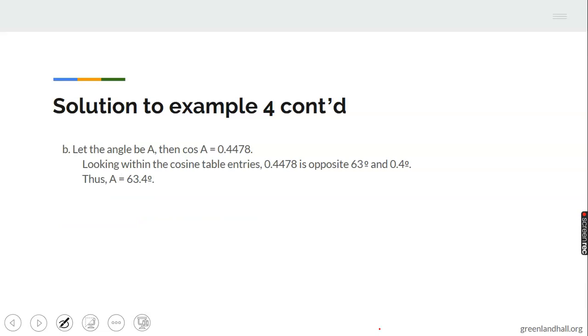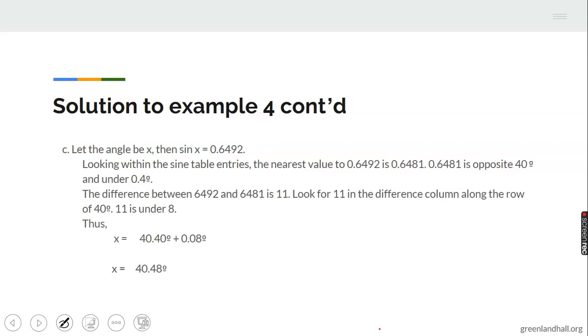Now again, you are looking for the entry under cosine. Now this is cosine, so don't make that mistake. You go to where you can see 0.4478. Under your cosine, you trace it. It is 63. Under what? Is it under 0? Is it under 1? But it is under 4. So that will be 63.4.